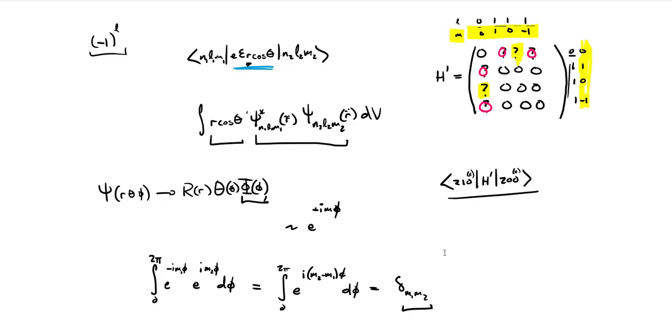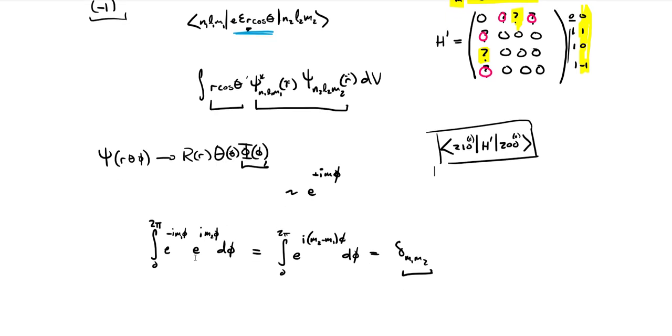Those matrix elements are the only integral we have to do to figure out our perturbation matrix. So let's go through and do that integral. The matrix element we're trying to calculate is this.